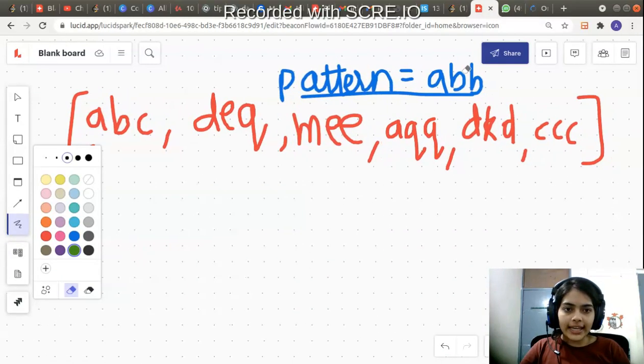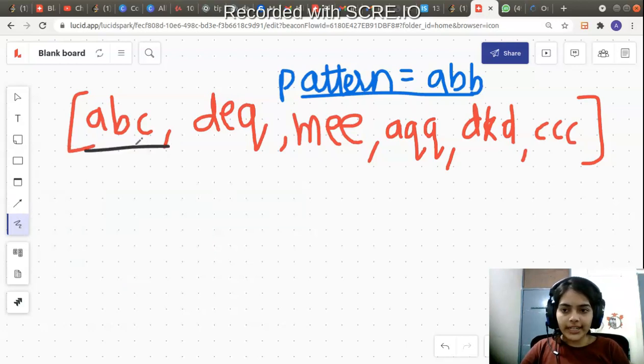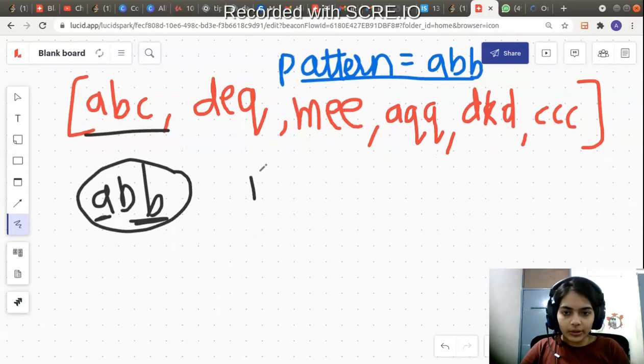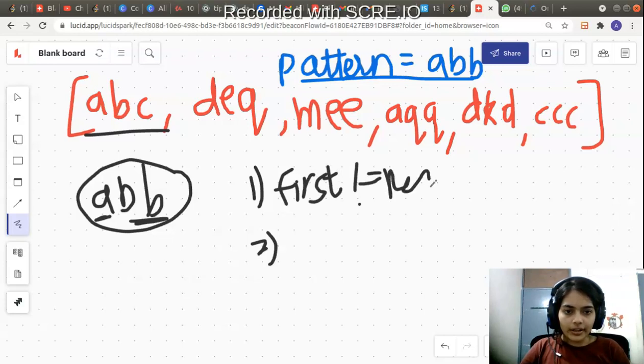Suppose your pattern is ABB and these marked in red color are your list of words. So let's try to identify which of the words are following the pattern. Let's check if ABC is following the pattern. Now, what is the pattern? Observe the pattern which is ABB. First character should be different from the next two characters, right? Only two conditions are there. First condition is the first character should be different from the next two characters. Okay, so if we write in simple jargon, first character should not be equal to the next two characters.